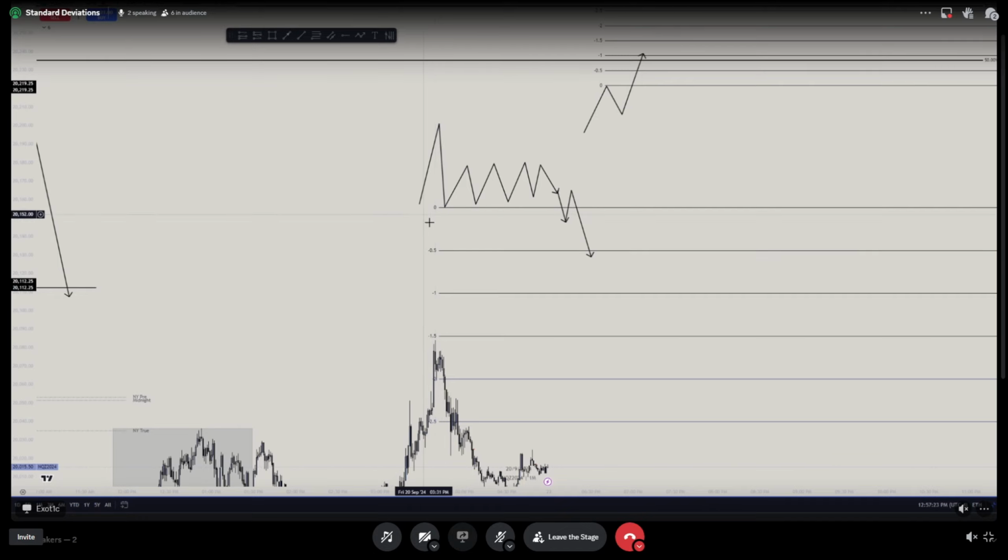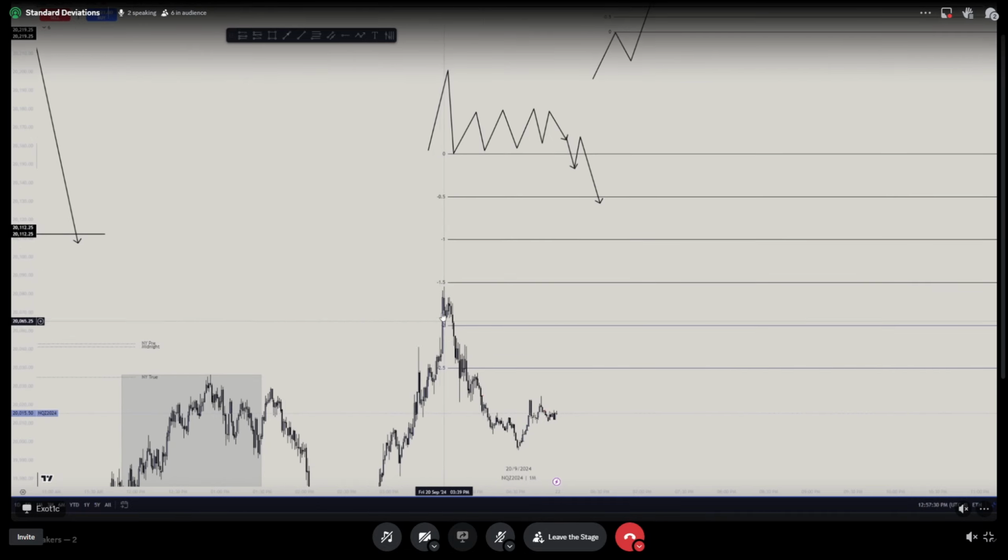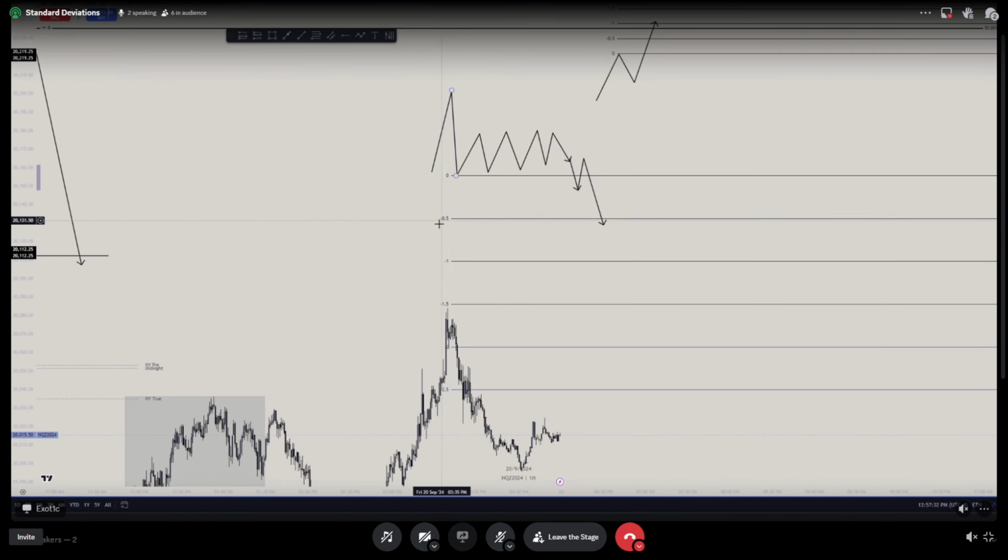However, how you'll use these standard deviations will be, you'll be taking profits at everything here: 0.5, 1, 1.5, and then eventually the 2 to 2.5. But most times you're assuming price might not reach here, especially if there's no real liquidity pool.